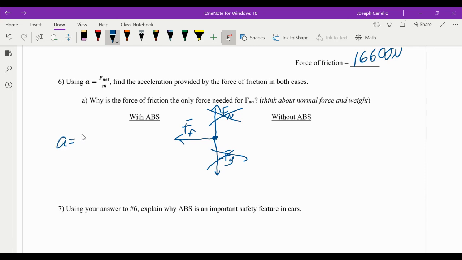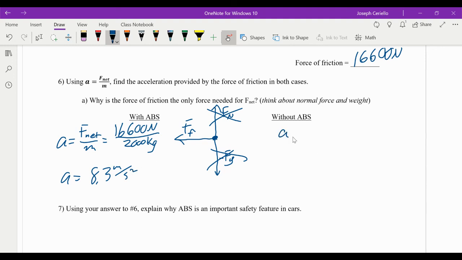So we have A equals F net over M. F net is going to be just our force of friction. So in this case, with anti-lock brakes, that's going to be 16,600 newtons over the mass of the car, 2,000 kilograms. And we get an acceleration of something like 8.3 meters per second squared, but double check my math there.